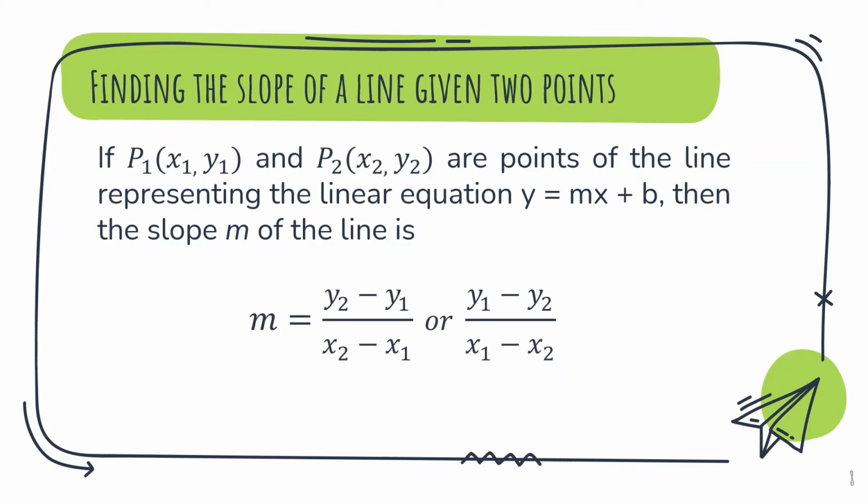Given 2 points, we can now easily find the slope of a line. The formula for that is y sub 2 minus y sub 1 over x sub 2 minus x sub 1. Or, you can interchange that one. You can also use the formula y sub 1 minus y sub 2 over x sub 1 minus x sub 2. So, these are the formulas for finding the slope of a line given 2 points.